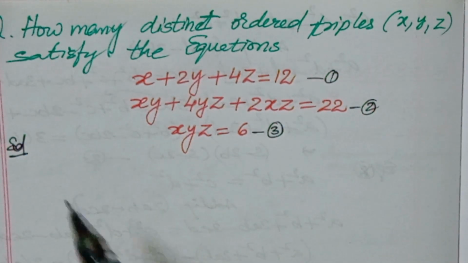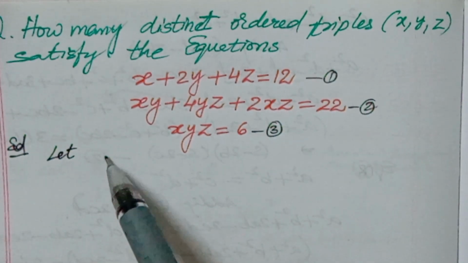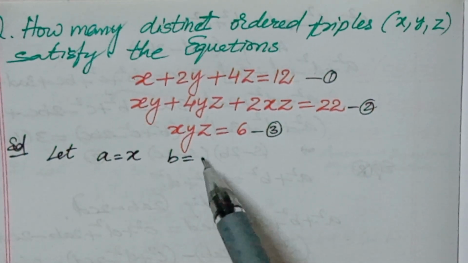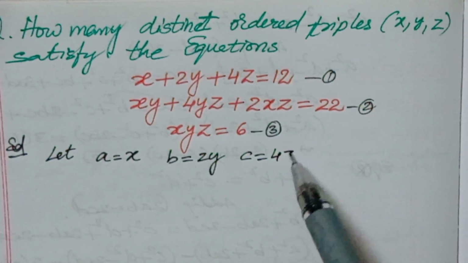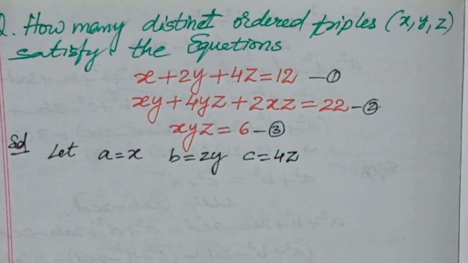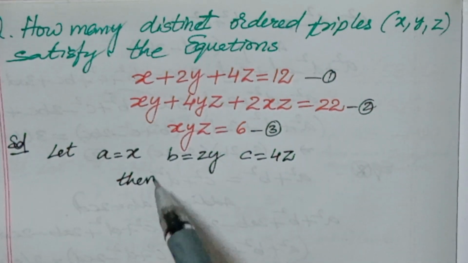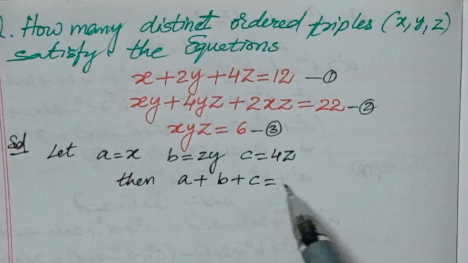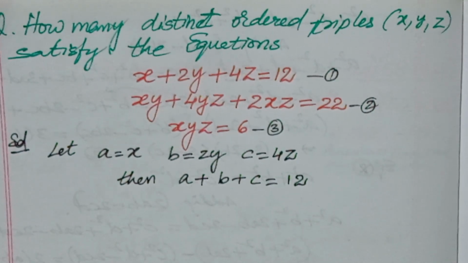So here the logic is, first we have to let a = x, b = 2y, and c = 4z. If a, b, c are these three values, then the first equation will become a + b + c = 12.